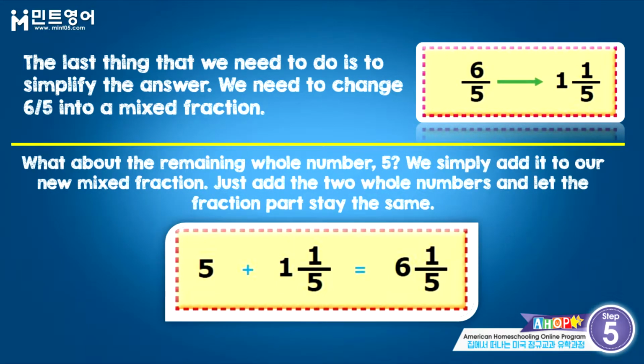What about the remaining whole number 5? We simply add it to our new mixed fraction. Just add the two whole numbers and let the fraction part stay the same. 나머지 정수 5는요, 새로운 혼합 분수에 더하면 된다는 것을 의미합니다. 두 개의 정수만 더하고 나머지 부분은 그대로 유지하는 것을 의미합니다.